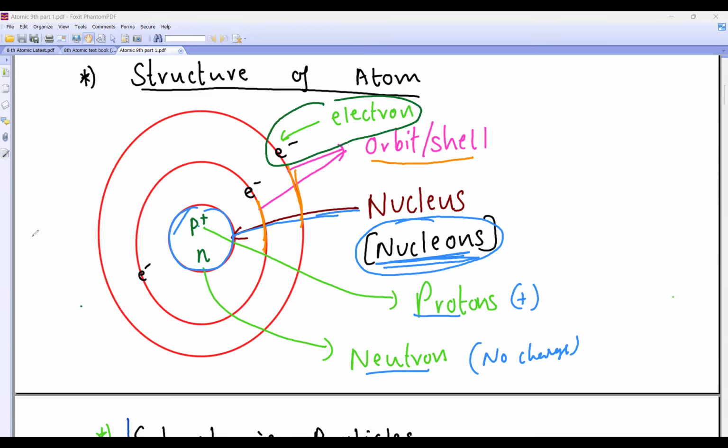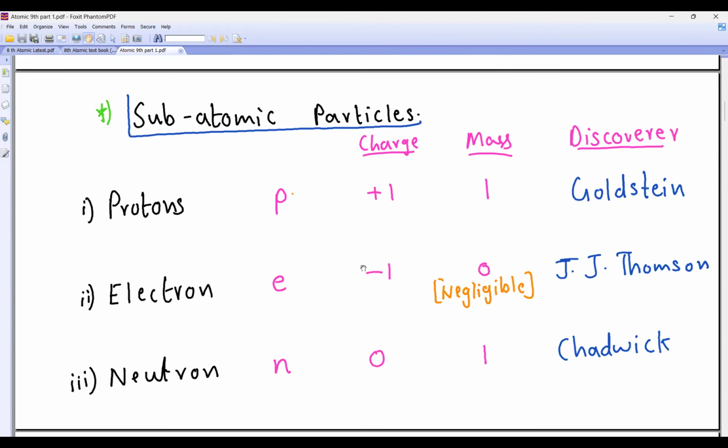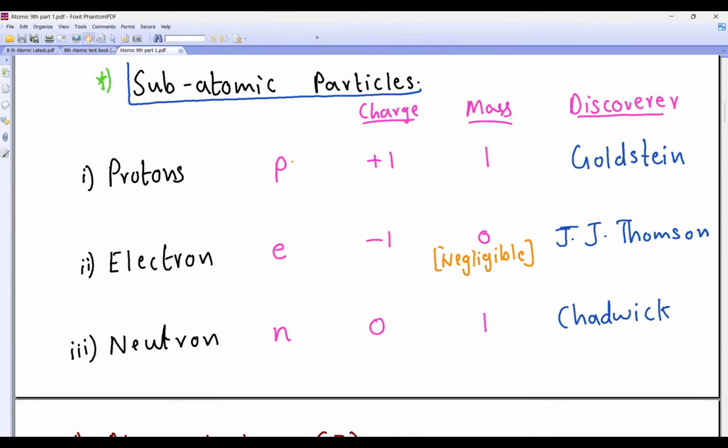Then, beta, we'll study some properties about them. The first one is proton. Symbol is P. It has positive charge. It has one mass. Who discovered it? Goldstein. Sir, our school teachers told us that the discovery won't be coming in the exam. Okay, but beta, you should know.